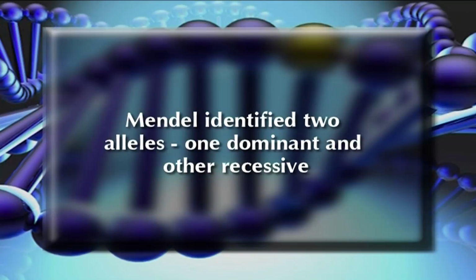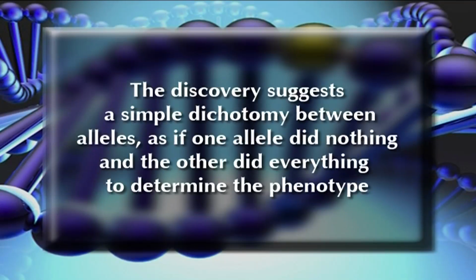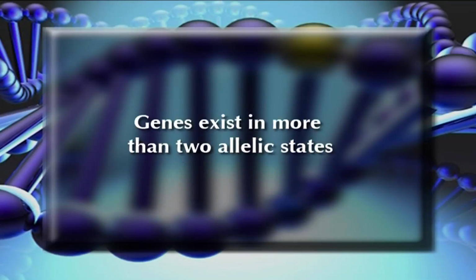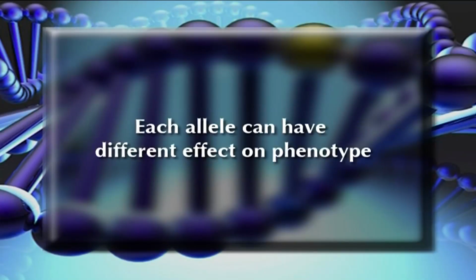Mendel identified two alleles, one dominant and the other recessive. This discovery suggests a simple dichotomy between alleles, as if one allele did nothing and the other did everything to determine the phenotype. However, the research early in the 20th century demonstrated it to be an oversimplification. Genes can exist in more than two allelic states, and each allele can have a different effect on the phenotype.